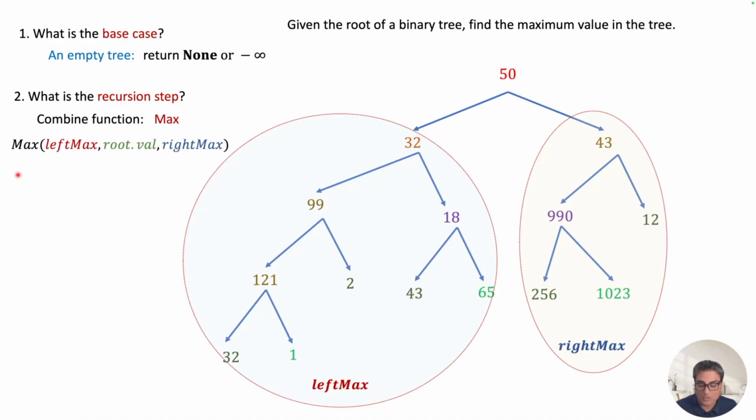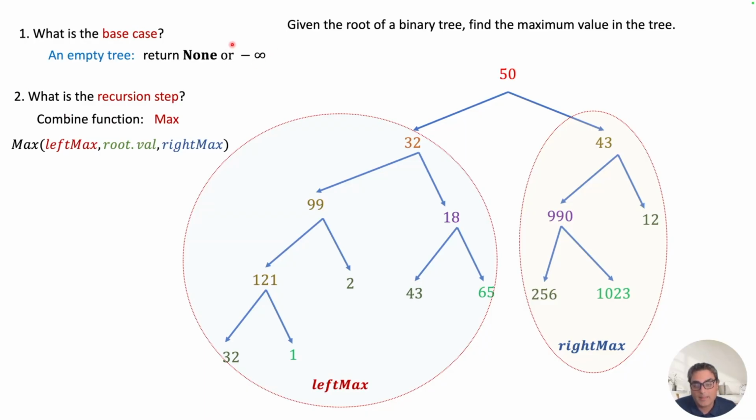So all I need to do is to return the max of left max, which is the maximum value on the left side, with the root val, which is this one, and the right max, which is the maximum value on the right side. Notice that now I answered these two questions. All I need to do in step 3 is to use DFS and write the recursive function.